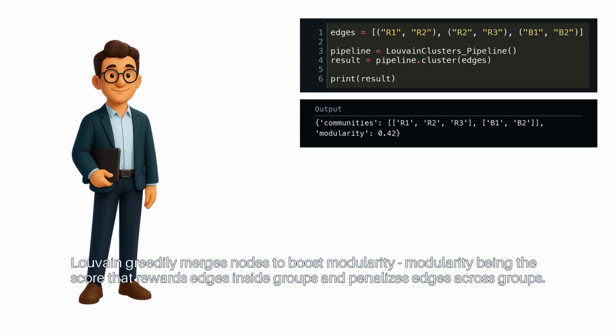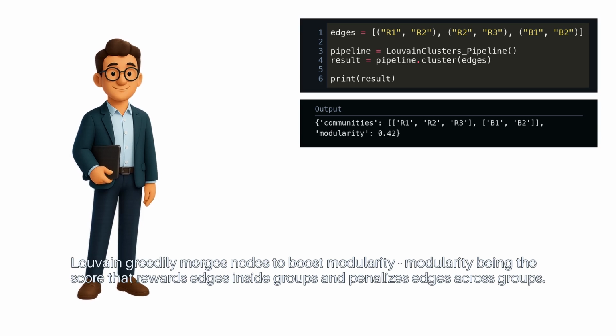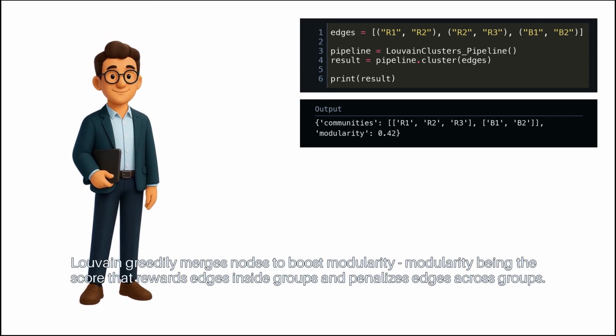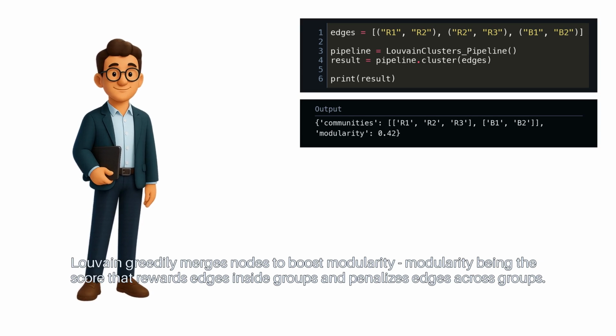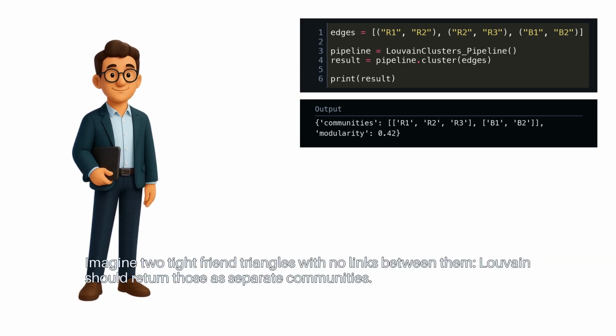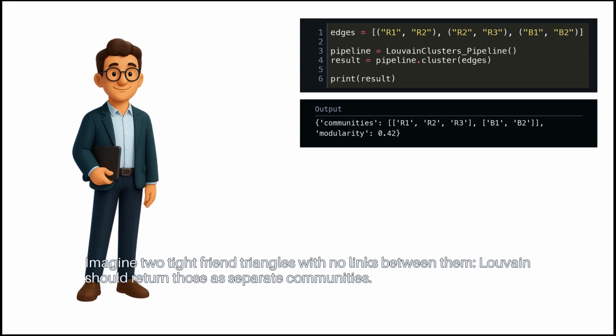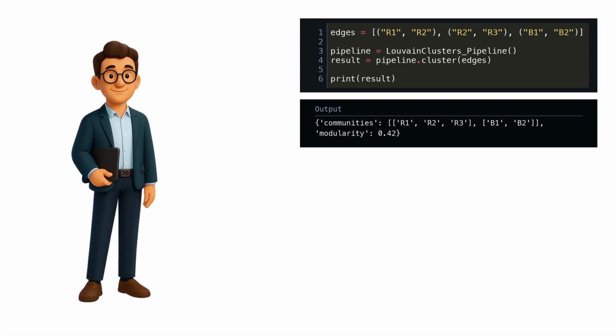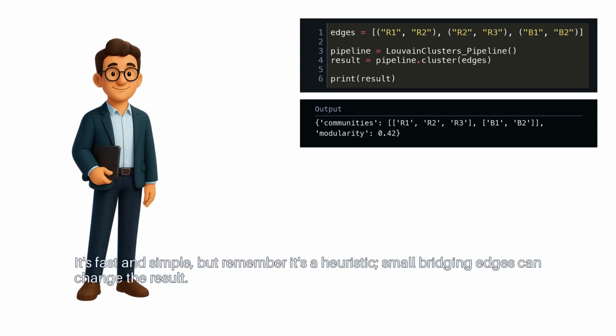Louvain greedily merges nodes to boost modularity, modularity being the score that rewards edges inside groups and penalizes edges across groups. Imagine two tight friend triangles with no links between them. Louvain should return those as separate communities. It's fast and simple, but remember, it's a heuristic. Small bridging edges can change the result.